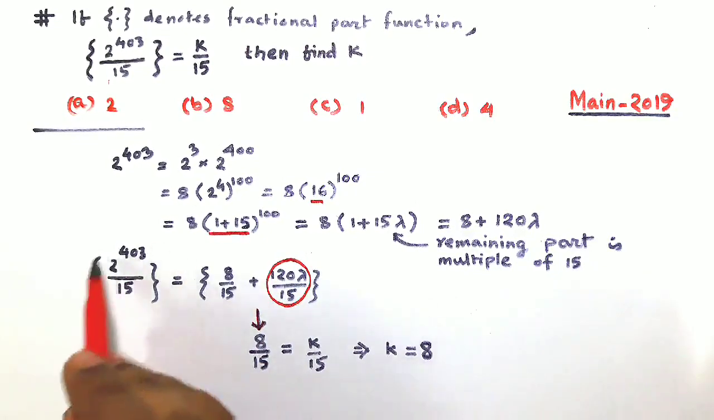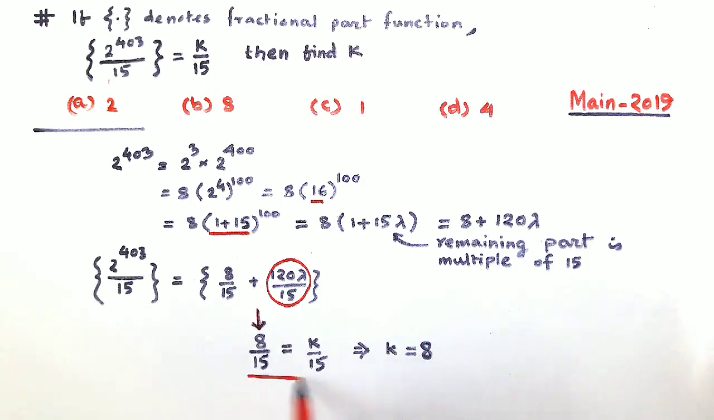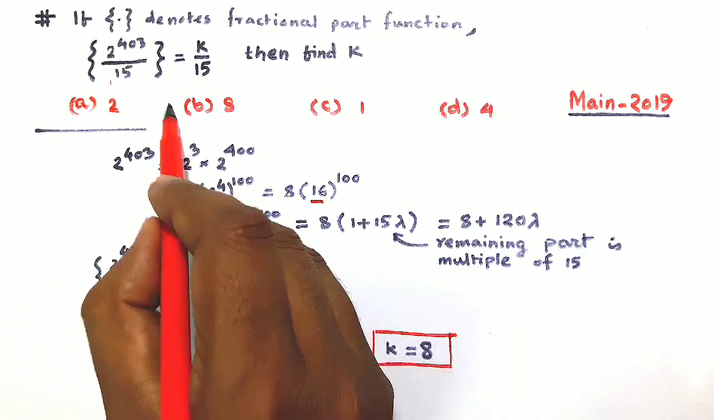Now the fractional part of this is given as k by 15, so we can write 8 by 15 as k by 15. So 15 is cancelled, so the remaining part k is equal to 8. So your option is B.